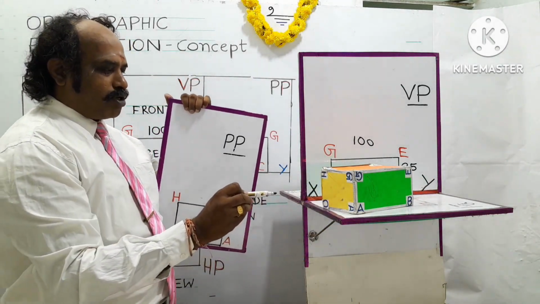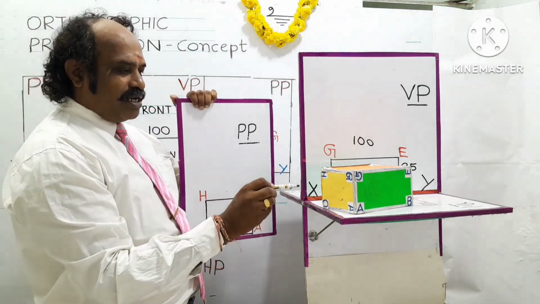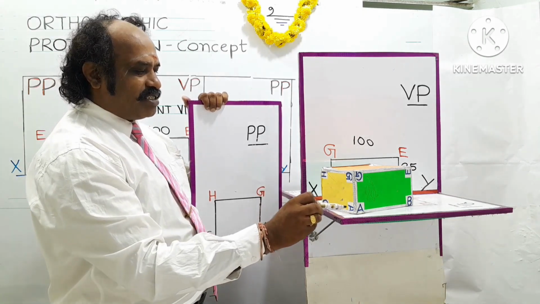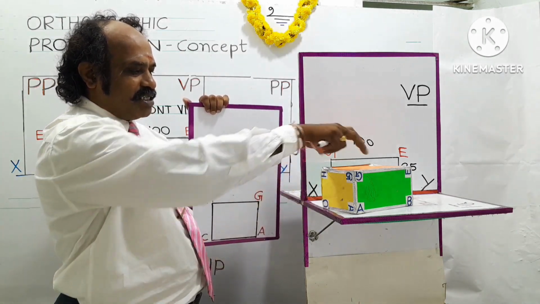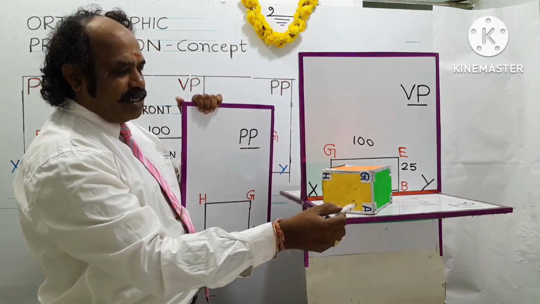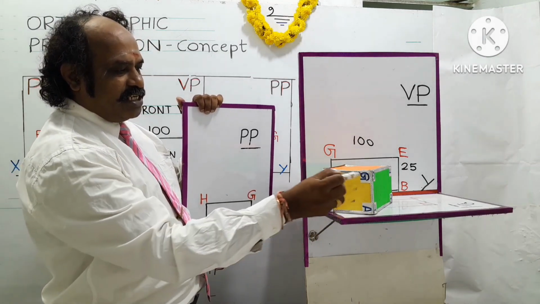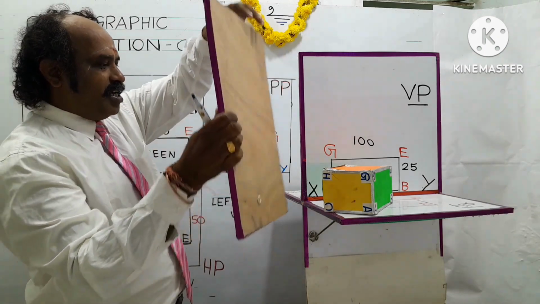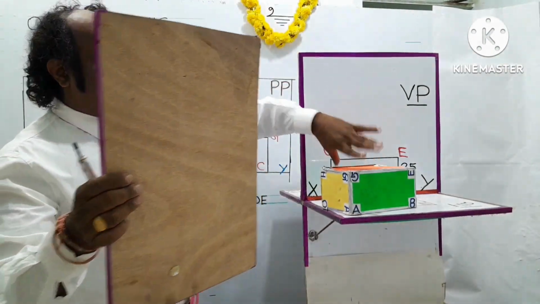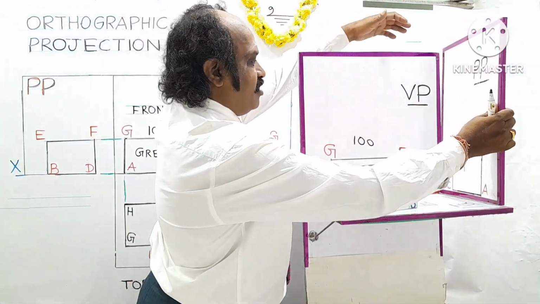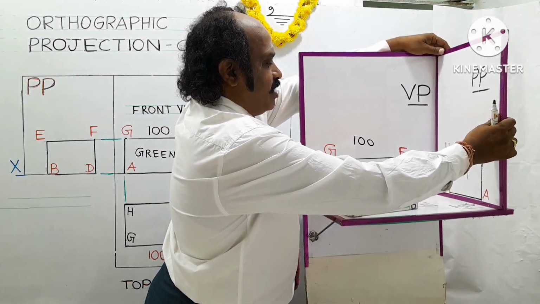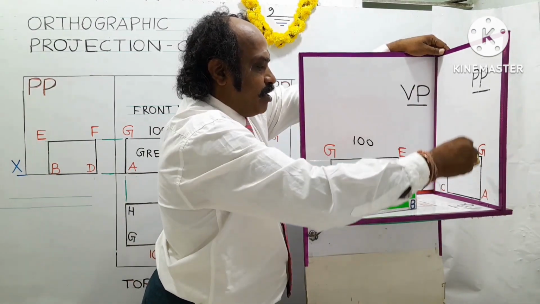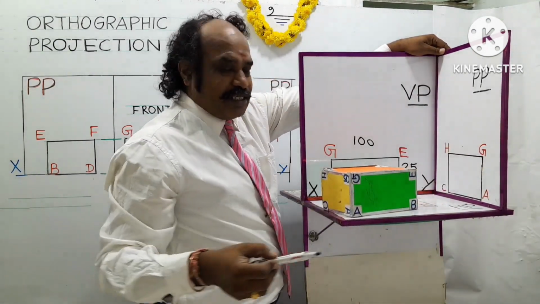For projecting the left side view, the observer comes to the left side of the object. This is the left side. Looking from this side, the surface visible to the observer will be the yellow surface. The corners visible to the observer will be A, C, H, G. For that, I am going to place the profile plane on the right side of the object. The profile plane is placed perpendicular to VP and perpendicular to HP also. It is to be placed like this.